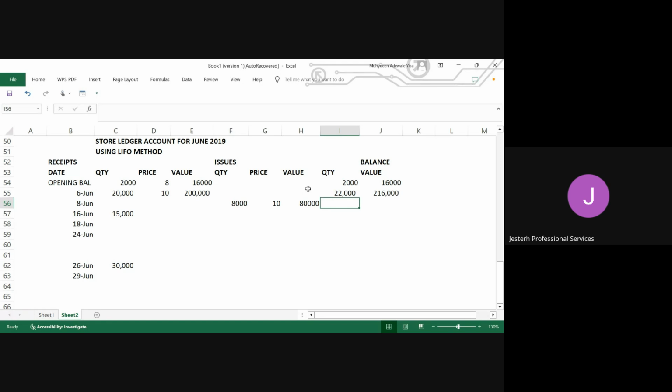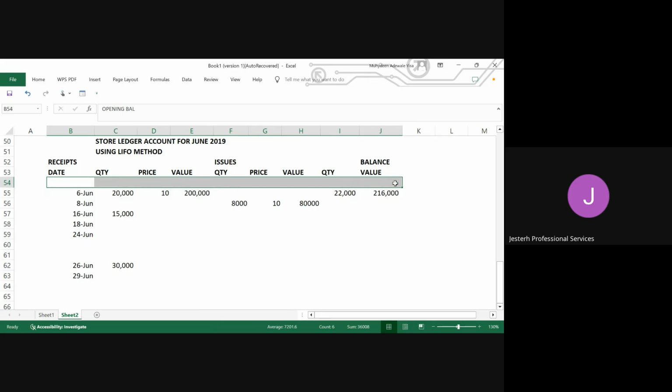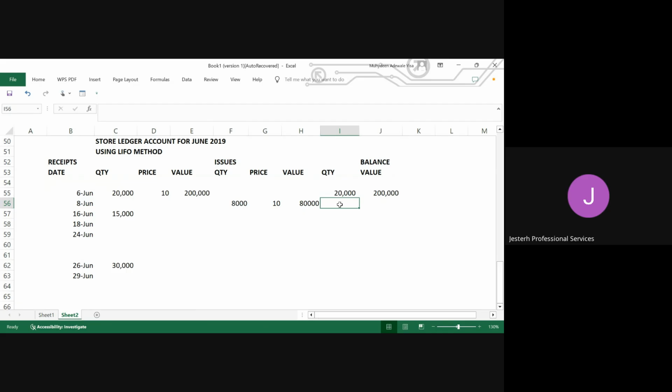I hope you are getting it now. So make sure that in the exam, if they give you opening balance, consider the opening balance first. So very important. That is the reason why I decided to bring this one up. So let me just remove it so that we can continue. Now, from the question, they did not give us opening balance.